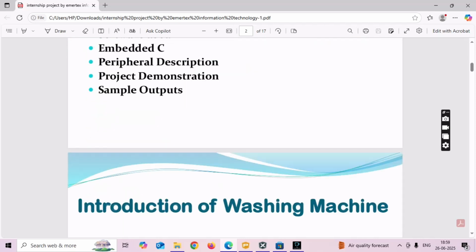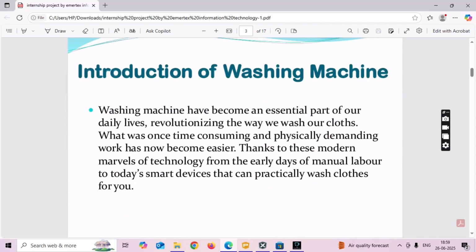Now, in the next slide, we can see the introduction of washing machine. Washing machines have become an essential part of our daily lives, revolutionizing the way we wash our clothes. What was once time consuming and physically demanding work has now become easier thanks to these modern marvels of technology, from the early days of manual labor to today's smart devices that can practically wash clothes for us.